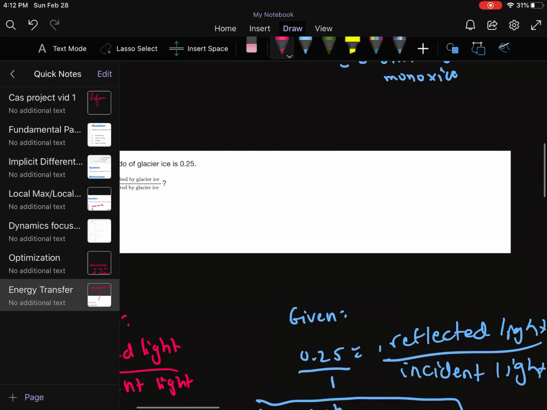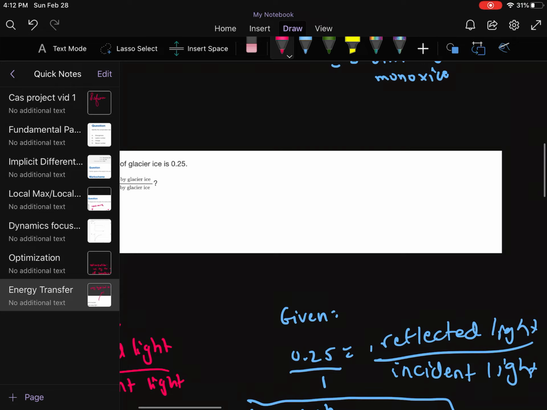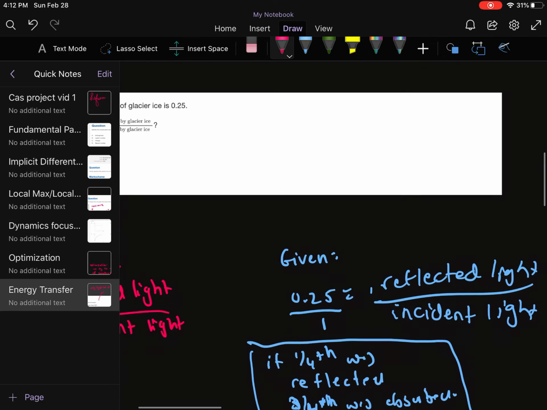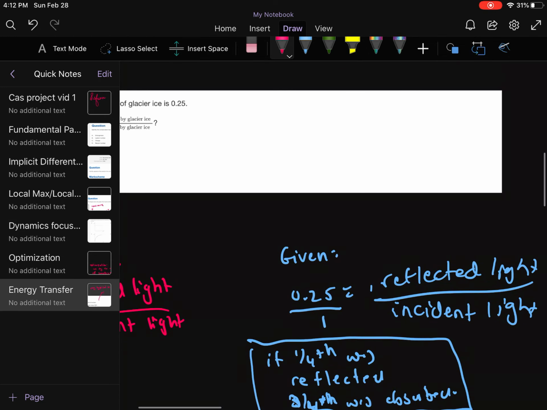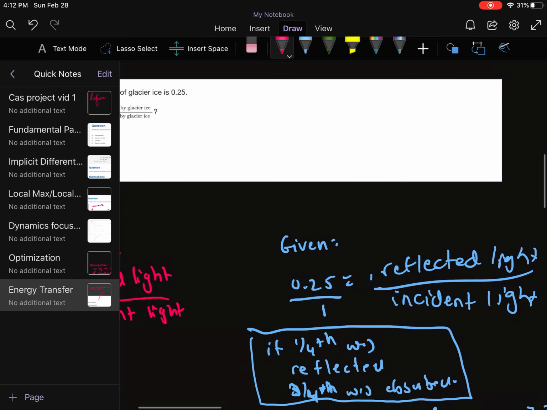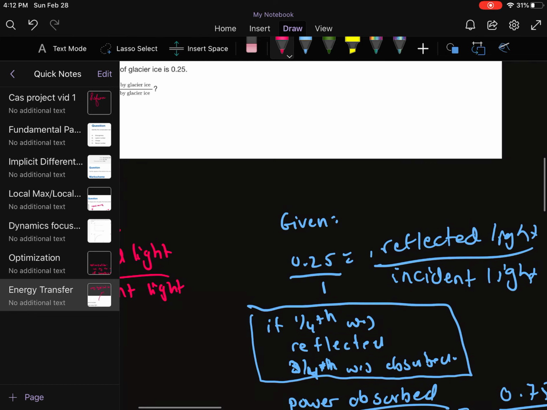And if we've been given that basically 1/4 of the light is going back somewhere, and if 1/4 of the light was reflected, that means 3/4 of it was absorbed, because at the end of the day, when light hits the surface, it can either be absorbed or reflected. So you subtract 1 minus 0.25, and that'll give you 0.75. So 0.75, as a ratio, is the light that has been absorbed.